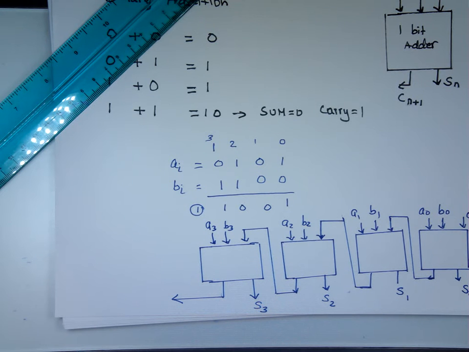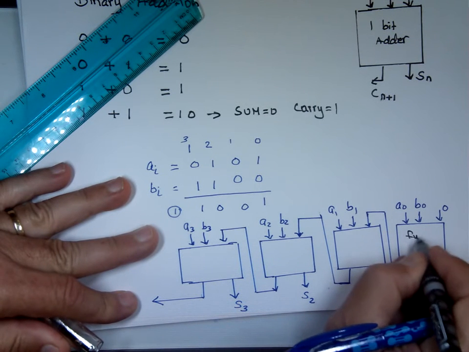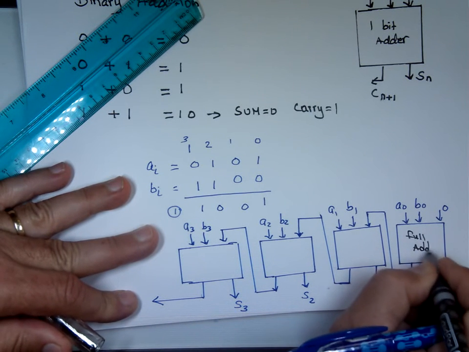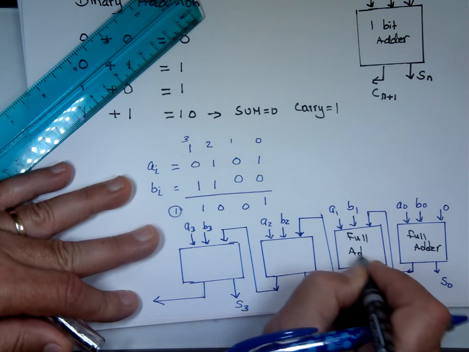You can buy this. They sell them. Each one of these is called a full adder. It's 1 bit. It's called a full adder. You'll need 4 of them to make a 4-bit adder. If you want to do 8 of them, you attach 8 of them the way you see that.